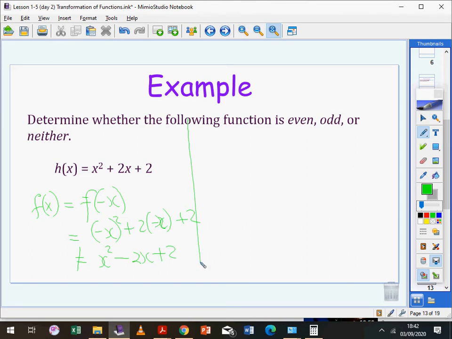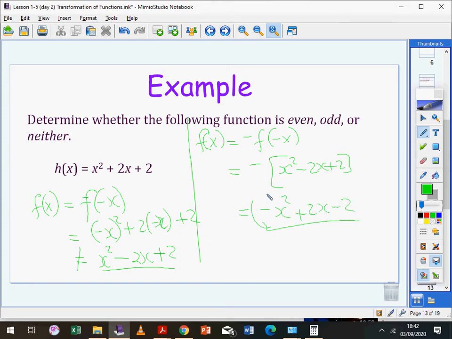Let's check if it's odd. If it's odd, f of x will equal negative f of negative x. F of negative x is already x squared minus 2x plus 2, and then if I put the negative sign inside that bracket, I will have this output value, which is not the same as the output value that I started with. So the function is neither even nor odd. Those functions are usually not symmetric, meaning you cannot cut them in half at any point.